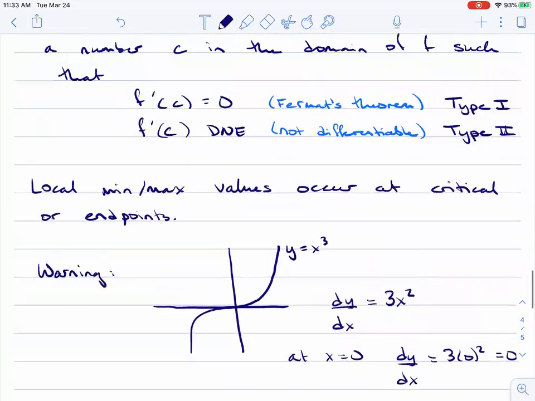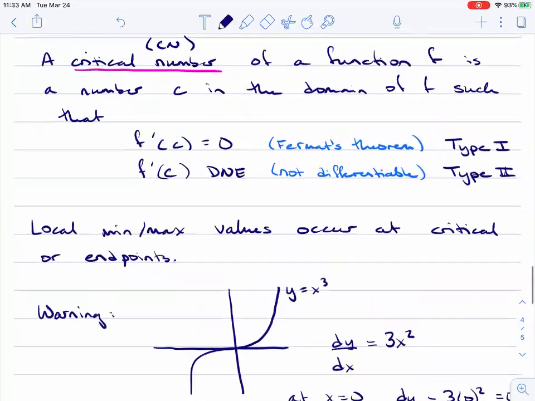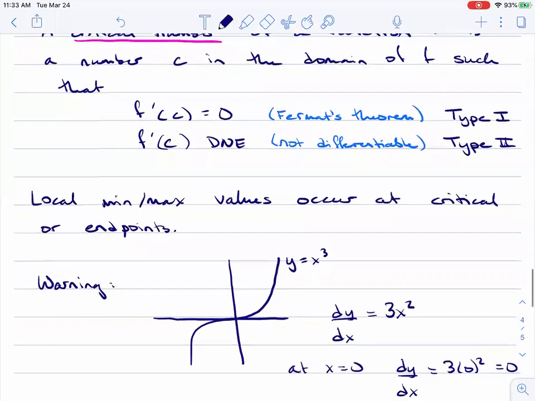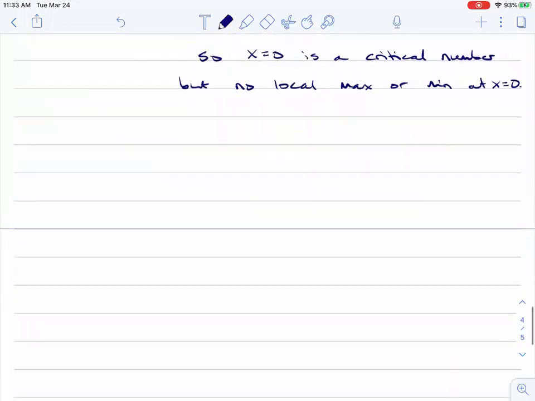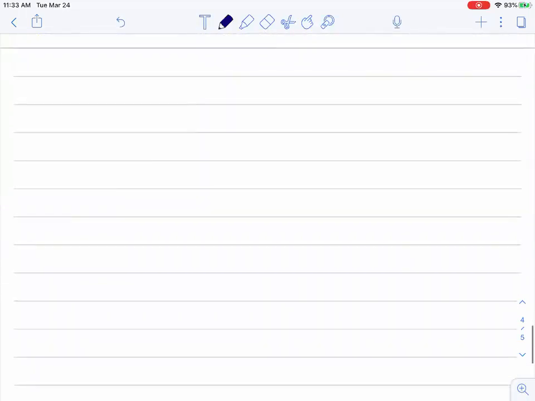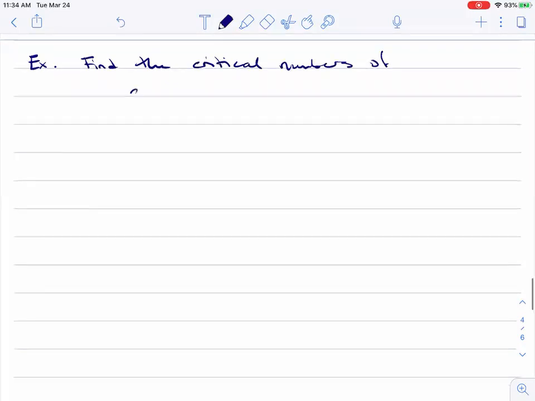So let's do an example where we have to find the critical numbers. Example: find the critical numbers of g of x equals x minus 1 over x squared minus x plus 1.